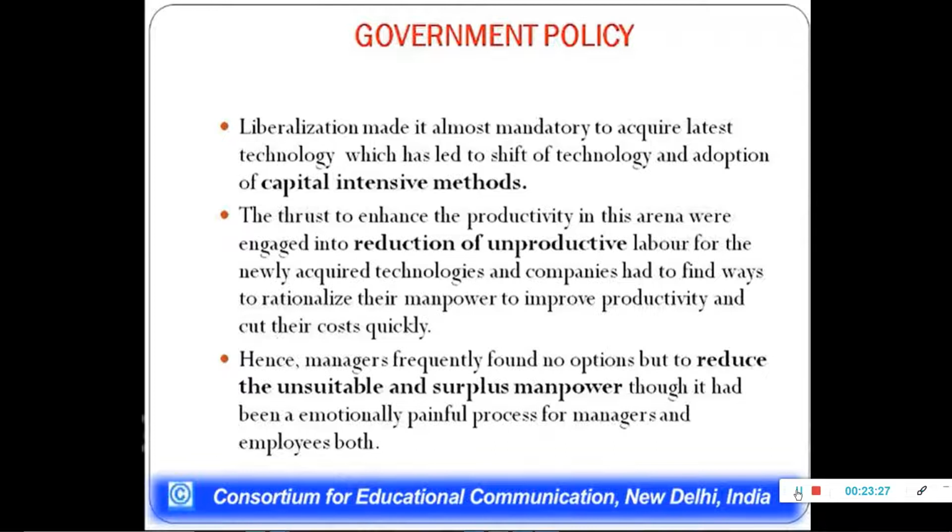So hence the manager frequently found no option but to reduce the unsuitable and surplus manpower, though it had been emotionally very painful for the managers and for the employees both.